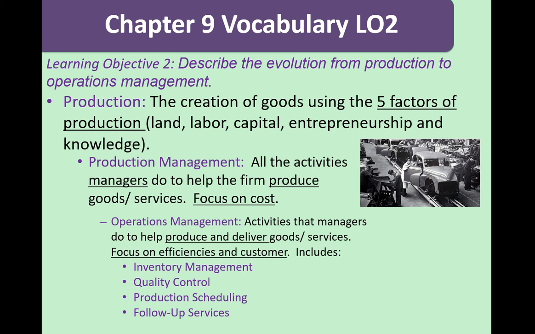Production management is an old style focus where the focus was on cost. Remember during the manufacturing era, we believed that people will buy it as long as you can produce it. So we focused on cost. If you could sell an item for $100, then you wanted to maximize profit. You wanted to keep costs as low as possible. So that was the main focus.